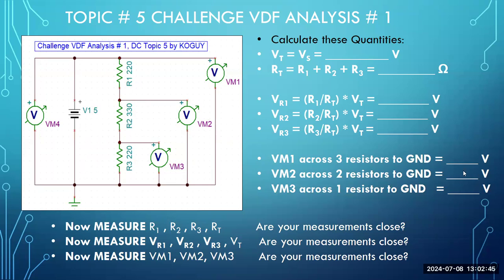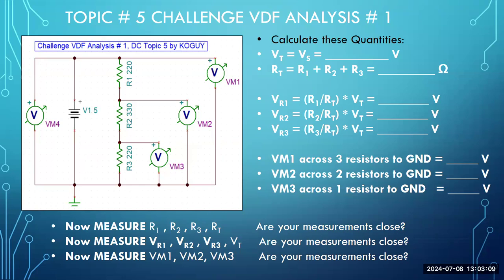What do you think that voltage would be? Think. What would that voltage be? It's across 2 resistors to ground. Does it make sense that it would be the sum of the voltage across R2 plus the voltage across R3? Write down your prediction. We'll verify with the calculation in a moment.